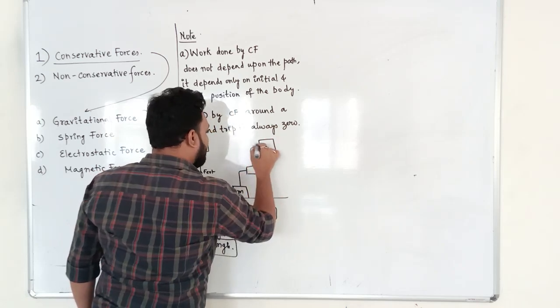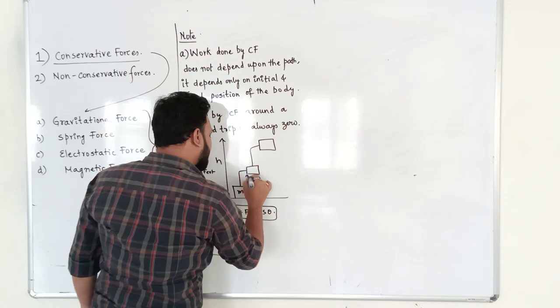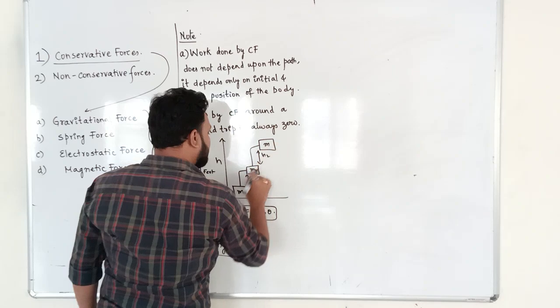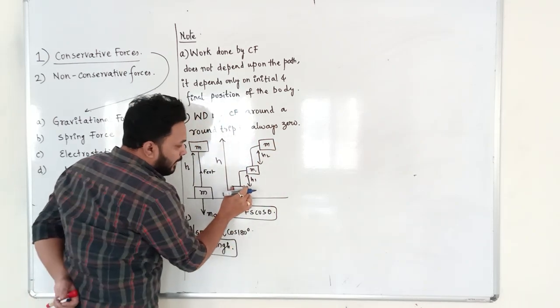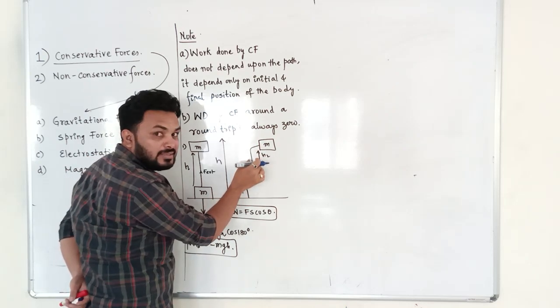We are taking it like this. Suppose the same height we are taking is h. This is h1 height and this is h2 height. Correct? This is m. See here, this height gives minus mgh1, and again this height gives minus mgh2.